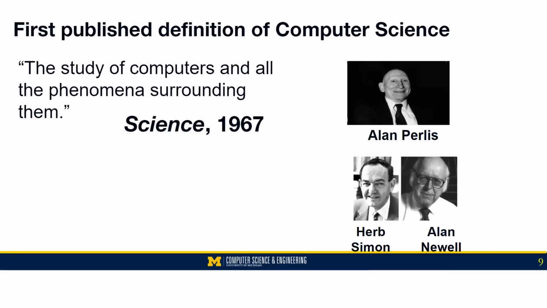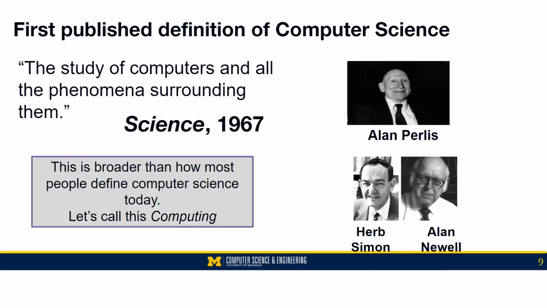The first published definition of computer science came out in 1961 by Perlis, Simon, and Newell, and it was the study of computers and all the phenomena surrounding them. This is probably broader than most people define computer science today. We're going to call this computing, right? I'm going to come back to this later.